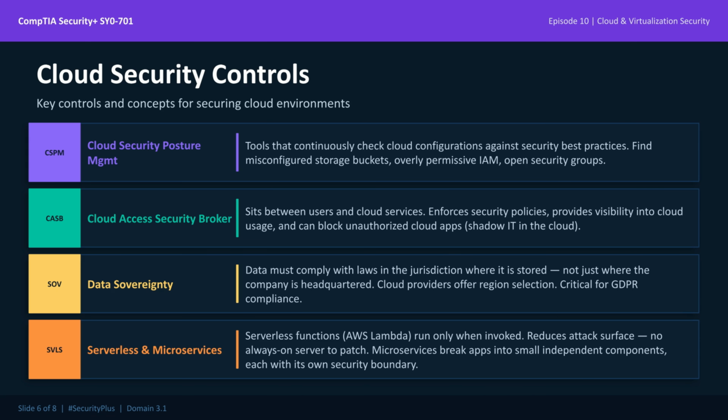Key cloud security controls include Cloud Security Posture Management, or CSPM, which checks configurations against best practices. A Cloud Access Security Broker, or CASB, sits between users and cloud services to enforce policies. Data sovereignty addresses legal compliance based on where data is stored. Serverless functions reduce the attack surface.